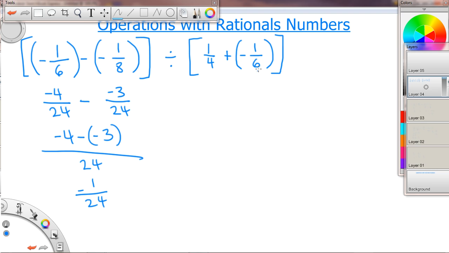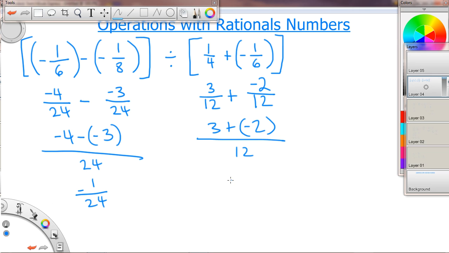We're going to do the same thing to this side of the problem, what's in brackets here. So we have 1/4 plus negative 1/6. My common denominator is going to be 12. Multiply by a 3 to get that with the 1/4. I'm adding, let's see, I need a 12 in the denominator. Multiply by 2 to get this, so we're going to have negative 2 on top. Okay. Negative 2 over 12 is equal to negative 1 over 6. Add my numerators. 3 plus negative 2 is equal to 1 over 12.